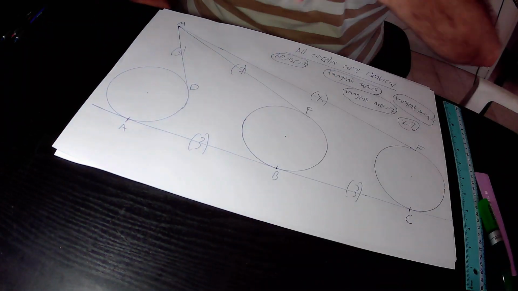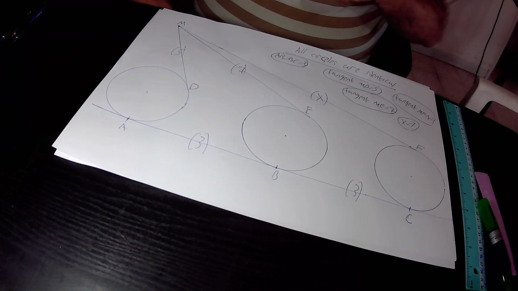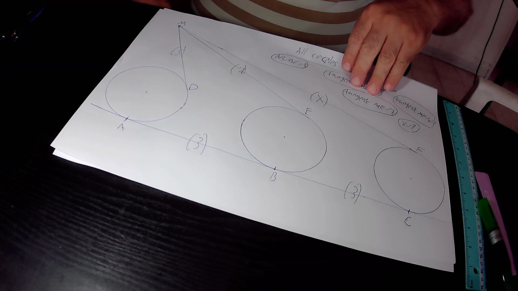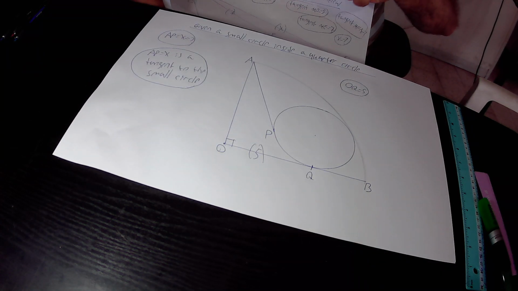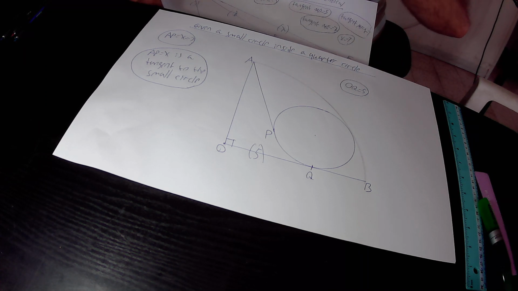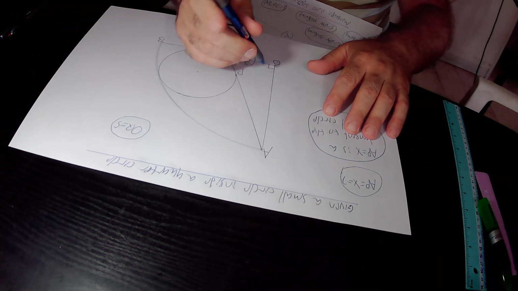Hello, in this lecture we'll answer two questions. In the first question, we'll find out the length of tangent MF that is equal to x. And in the second question, we'll find out the length of this tangent AP that is also equal to x. So we'll start with the first question.